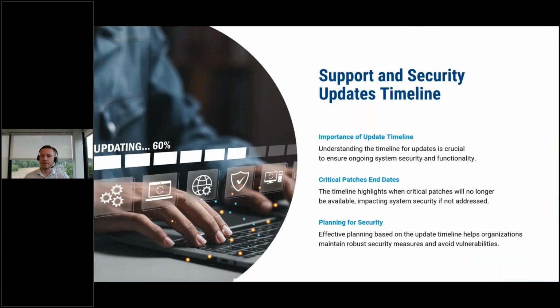So knowing the timeline that we get these updates out is really important. October end of life date. That also is going to bring in the critical patch and date for patching, and this helps us ahead of time just plan out the security.